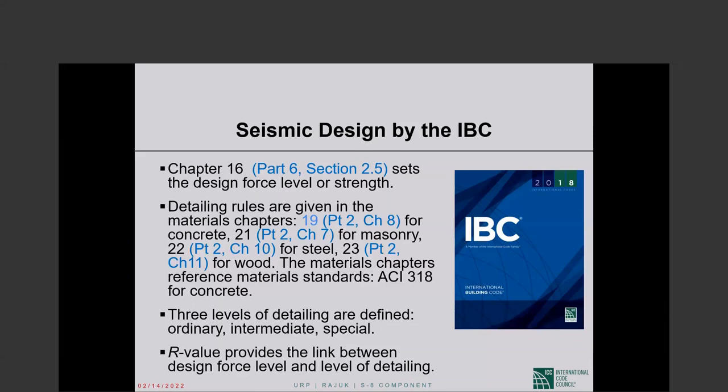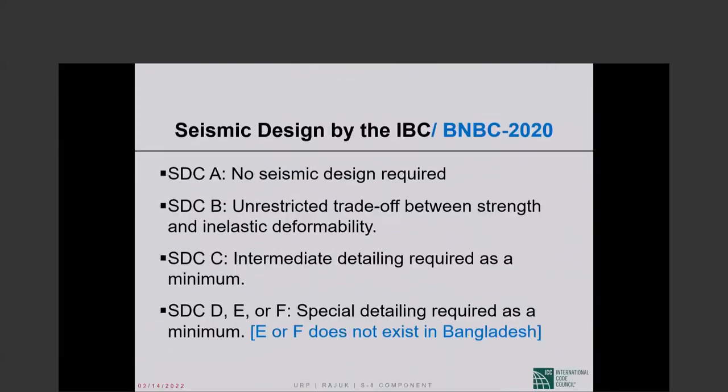If the R value is high, the design force level is low, and you need probably special detailing. And if the R value is low, the design force level is high, and then you probably can do with ordinary detailing. If your design category is A, which will not be the case in Bangladesh, you don't have design category A, no seismic design is required. So you are not in that situation.